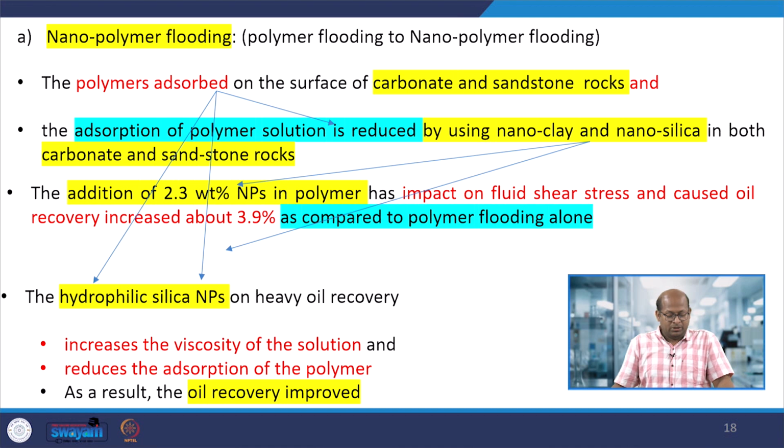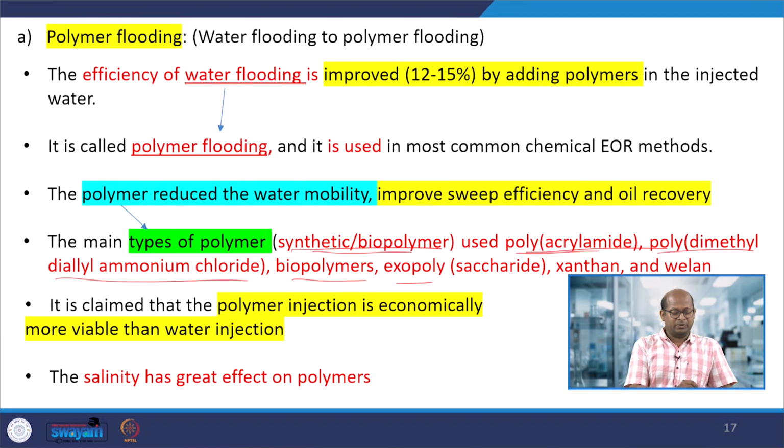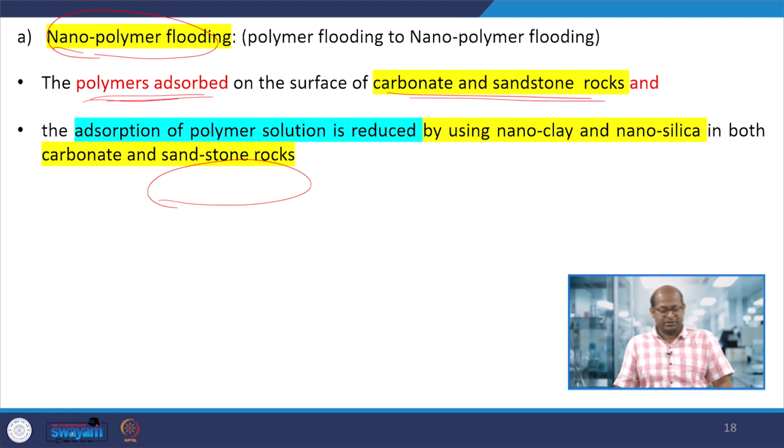Okay. So here is the amount of nanomaterials, either silica or alumina nanoparticles, that we use with the polymers to prepare nano-polymer fluids for the recovery of oil. The polymers, whatever we are using, adsorb on the surface of the carbonate or sandstone rocks. This adsorption of the polymer solutions on the rocks can be reduced by using nano clay or nano silica.